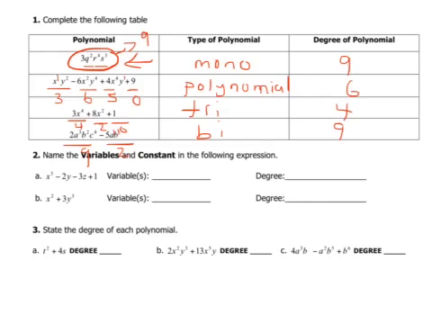Okay, in the next part, I'll just switch colors here. It asks you to list the variable and the constant. The variables are obviously all the letters, so they would be x, y, and z. And the degree is always the biggest one. This one's 3, 1, 1, and 0, so 3 is the winner. For this one, the variables would be x and y, and the degree is always the biggest one, so it would also be 3.